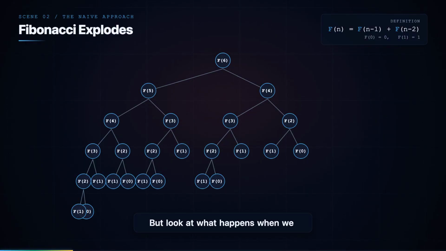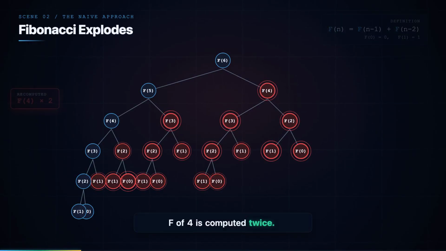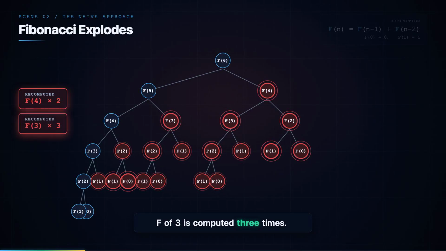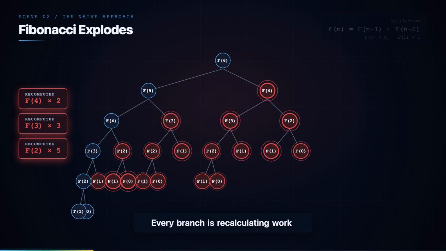But look at what happens when we trace the calls for f of 6. f of 4 is computed twice. f of 3 is computed 3 times. f of 2 is computed 5 times. Every branch is recalculating work that's already been done.